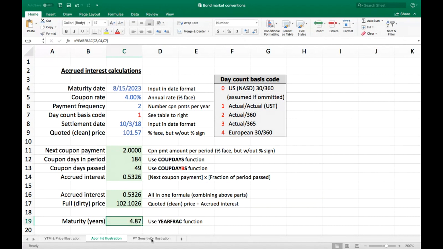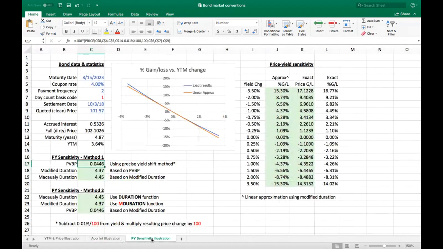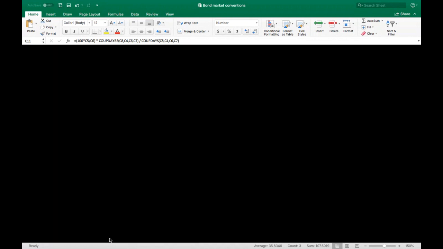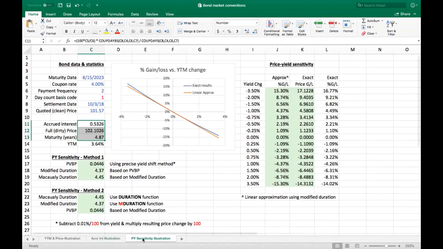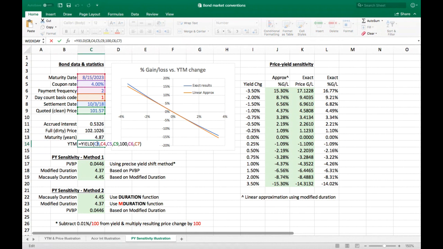Okay, so let's move on now to price yield sensitivity. And here, these are the same parameters we had in the previous two examples. This is the same calculation of accrued interest that we did before, the full dirty price and the maturity in years. So those numbers should correspond to what we have there. And then this is the yield to maturity that we'd done in the first tab. So that's 3.64 using the yield function.